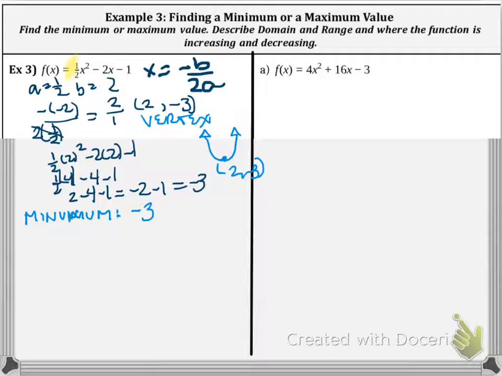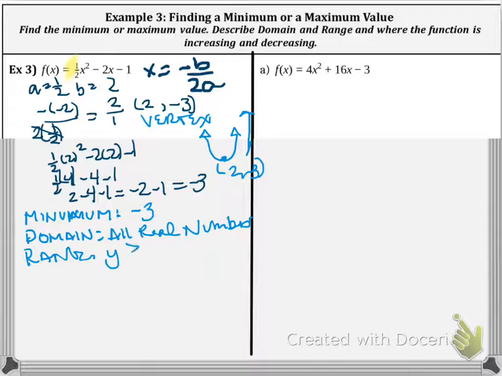Now we need to describe domain and range. For a parabola, the domain is all x values. So that means this is just all real numbers. For the range, we're looking at our y values. So here, if we look at the vertex at negative 3, the y values we can have are only from negative 3. The lowest value is negative 3, and then it goes all the way up. We can have any y value. So therefore, our range is y has to be greater than or equal to negative 3.